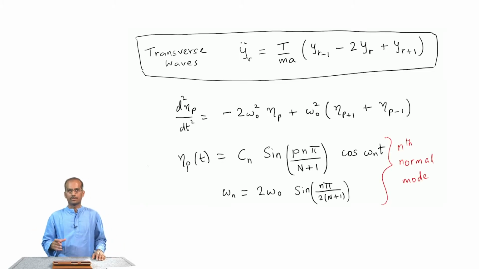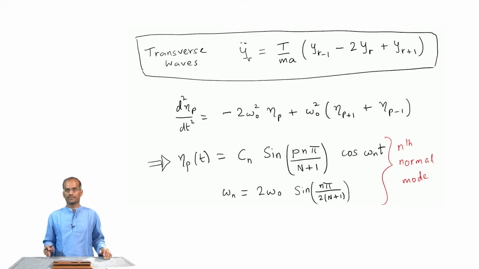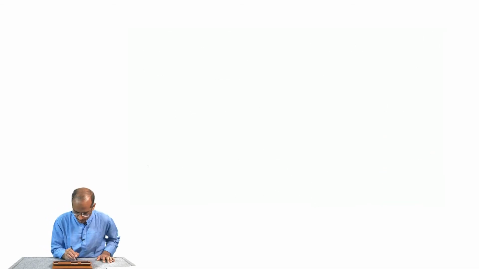So, of the two sets of equations that I have written down here, one is eta p, displacement of the pth bead in nth normal mode. That is what this one gives me, and omega n is of course the frequency, the normal mode frequency for the nth mode. So, we can go to the continuum limit.